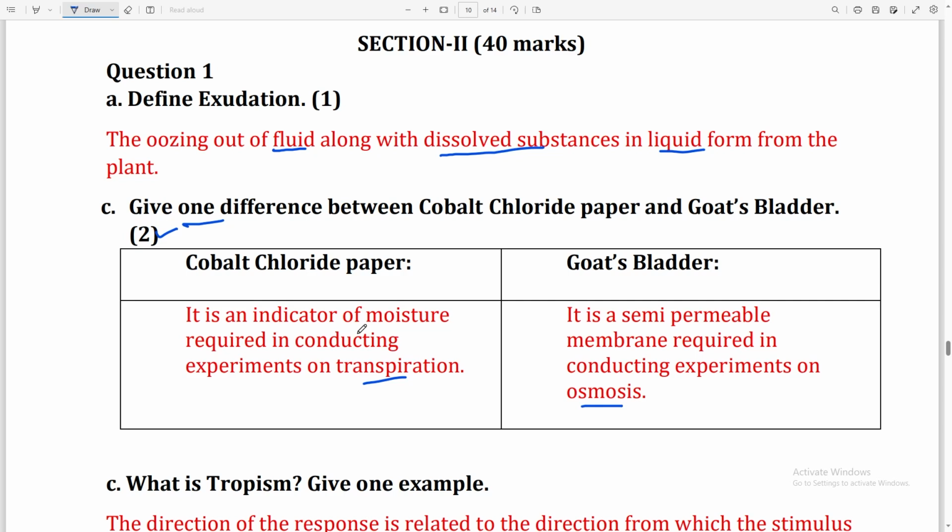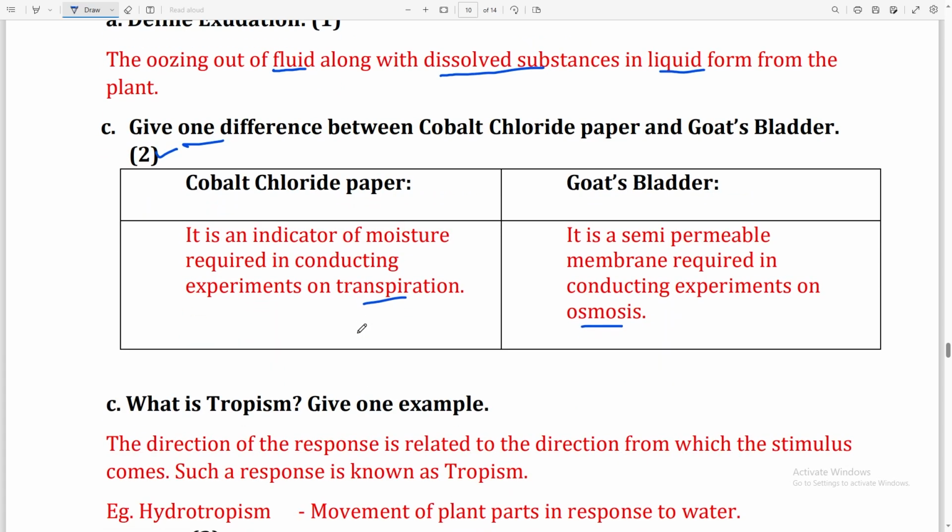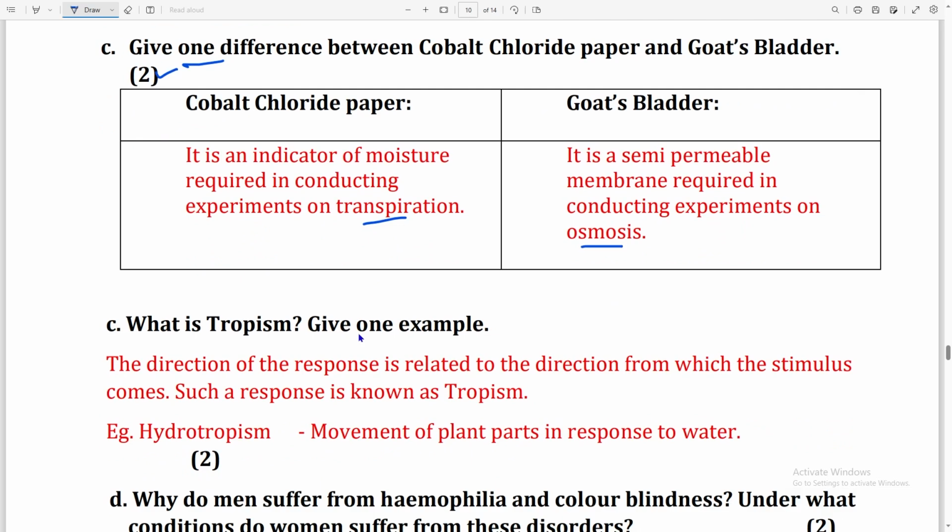See what is tropism. Give one example. The direction of the response is related to the direction from which the stimulus comes. Such a response is known as tropism. This is the definition of tropism. Give one example. So, any one type of example you can give. I have written here hydrotropism, but you have to mention what is that hydrotropism. Movement of plant parts in response to water or moisture.